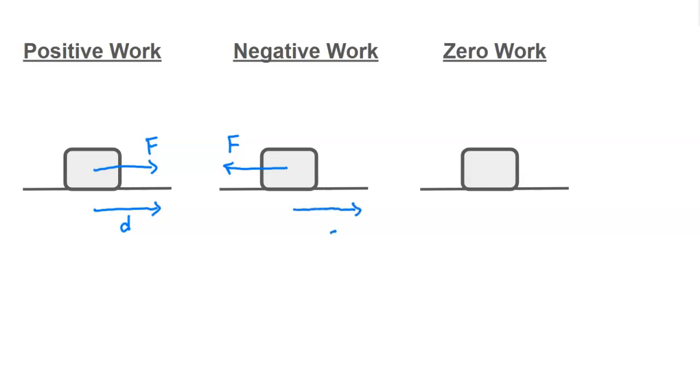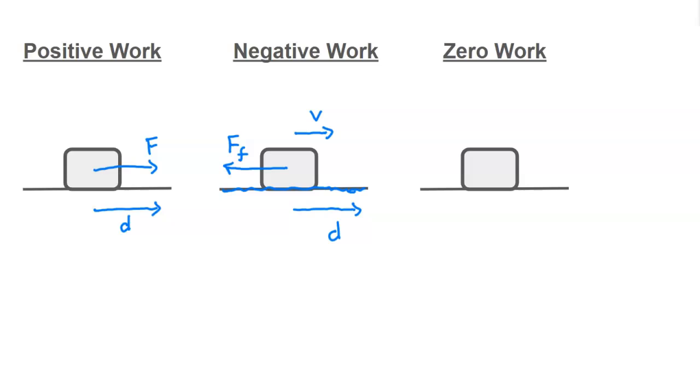So the object is moving to the right, and perhaps this is a bumpy surface, and so there is some friction in the opposite direction. Even though the object is moving to the right, the force is to the left. And so in this situation, we would get what's called negative work. So negative, in this case, tells us that the force and the displacement are in opposite directions.